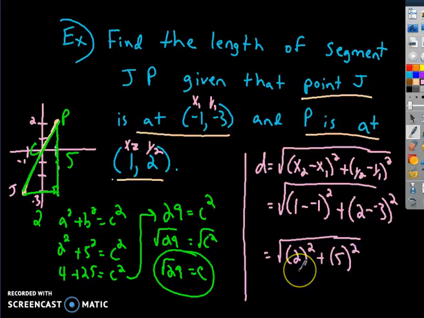And 4 and 25 gives you the square root of 29. So the distance formula leads me right to the answer, which is the square root of 29. Does it matter which one you use? Absolutely not. Either way you choose to do it is perfectly fine with me. But that's pretty much how they're related.